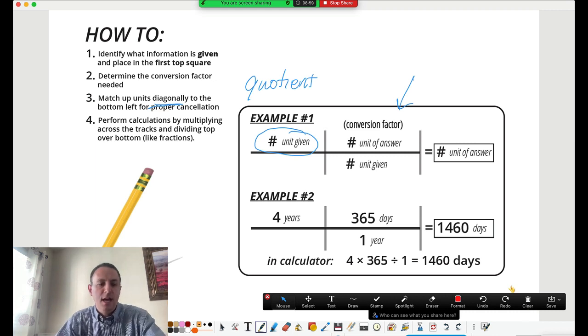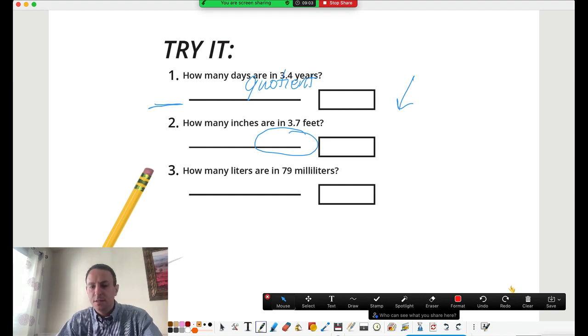So let's take a look at how we might do a problem like this. We've got a couple options here. Let me go ahead and clear off my writing.